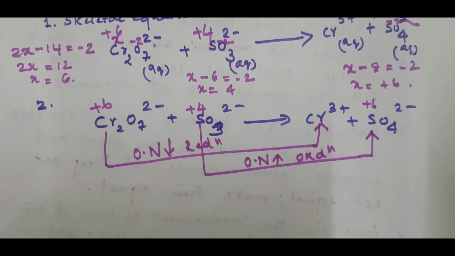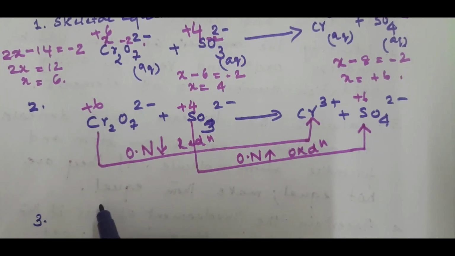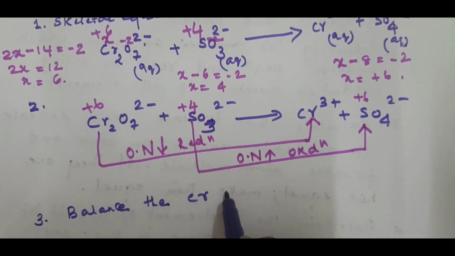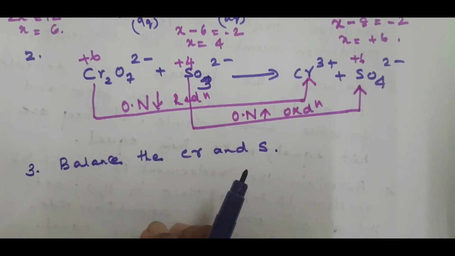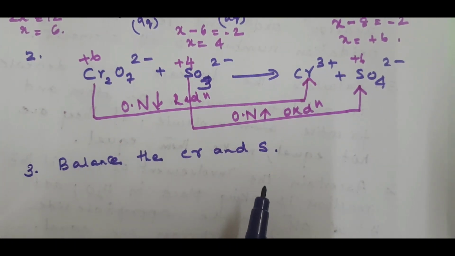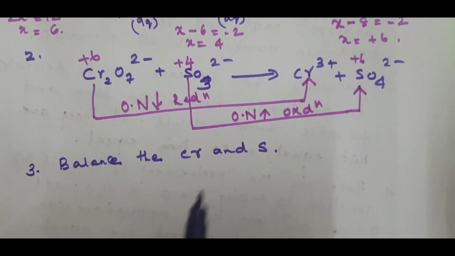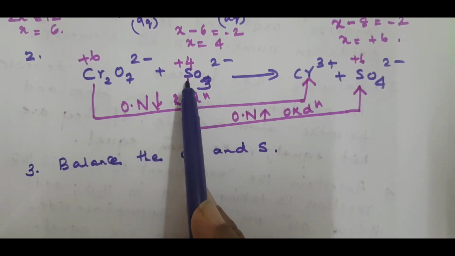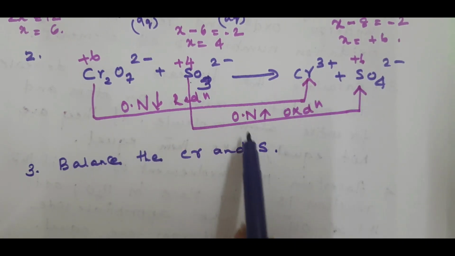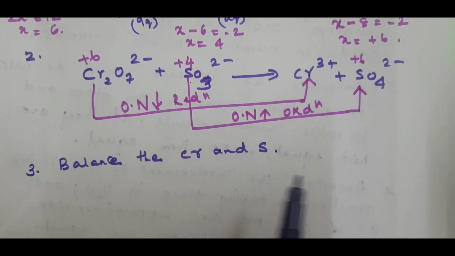Now what is the third step? You have to balance the chromium and sulfur. Whichever is going through oxidation and reduction, you have to balance that too. Since chromium is reducing and sulfur is oxidizing, first you have to balance these two in the given equation. So how will you balance?